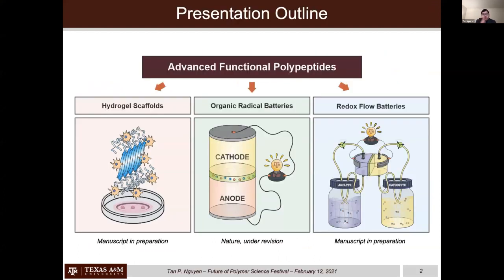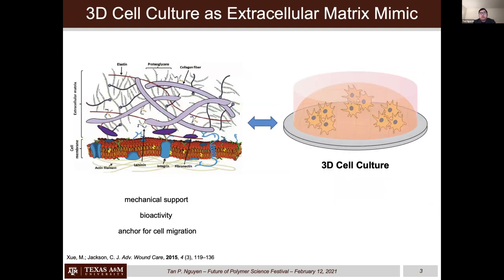So this talk will focus on the use of advanced functional polypeptides as material for hydrogel scaffolds and as active material for organic radical batteries and flow batteries. In the first project, we aim to make 3D cell cultures as extracellular matrix mimics to provide the cells with mechanical support, bioactivity, and anchors for cell migration.